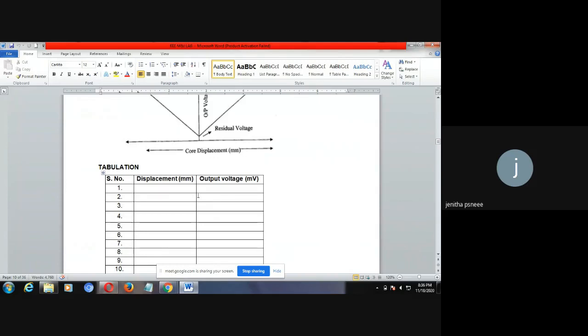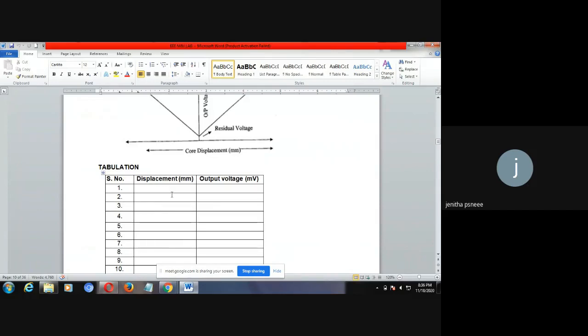Next, there will be something like a screw gauge, and the rod that will be moving is an iron rod. We should make the displacement with that iron rod. Like a screw gauge, you know, screw gauge, isn't it? How can we move the screw gauge left and right? You just move the screw, and you make the displacement. Initially you have to keep it at zero, and check what the output is for zero displacement.